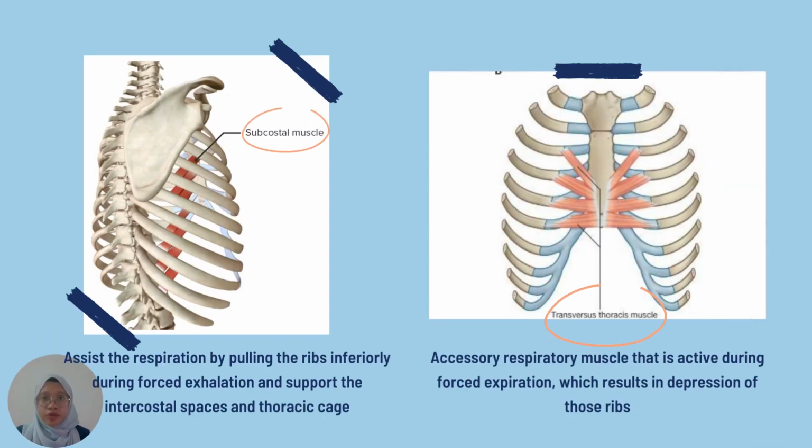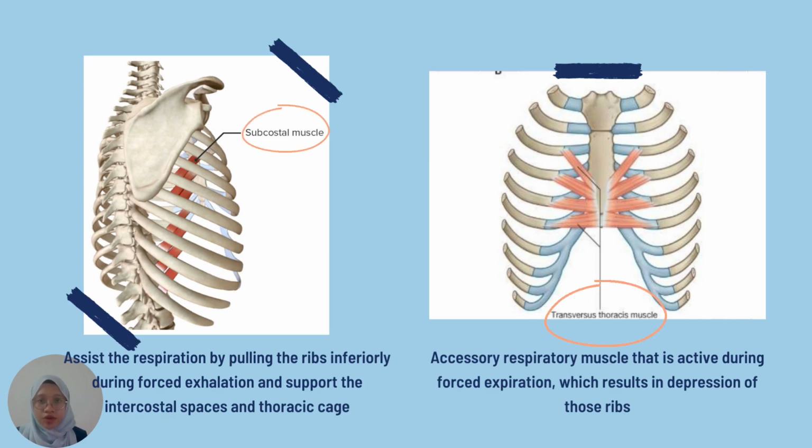Now, let's take a look at the other two muscles that also play their roles in respiration. The function of the subcostal muscle is to assist the respiration by pulling the ribs inferiorly during forced exhalation, as well as to support the intercostal space and thoracic cage.